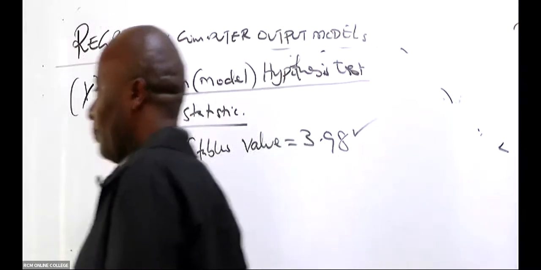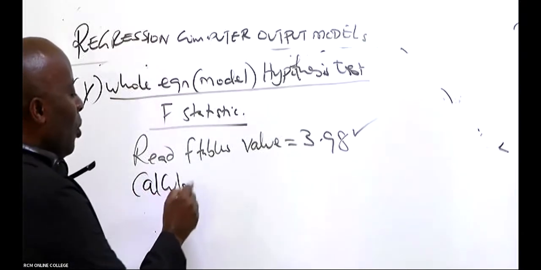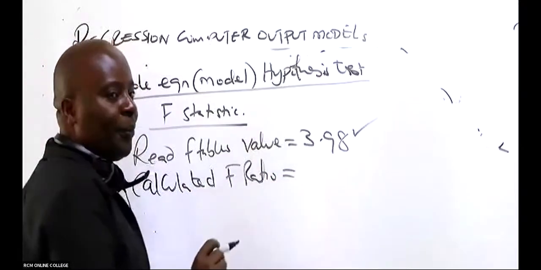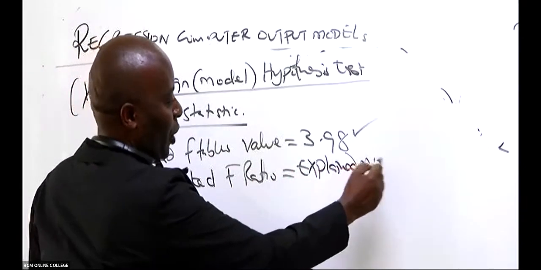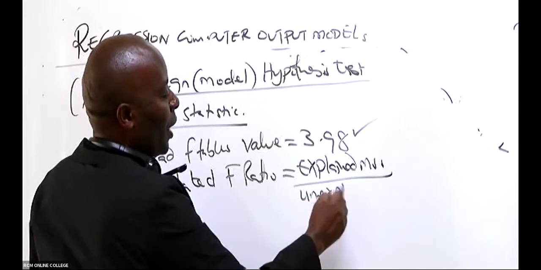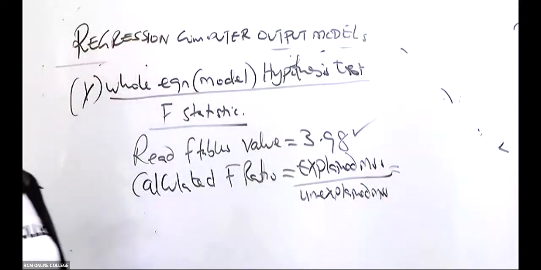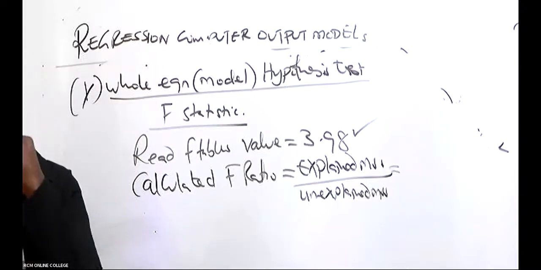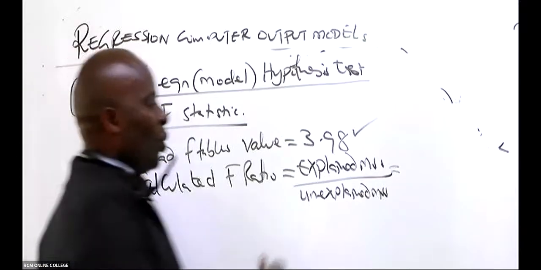The calculated F ratio for the model. Fortunately, I know you remember how you are calculating this. Explain the MSS. Although I don't want us to calculate it again because we already calculated it. Is there somebody who can remember it? It was coming to 159.6. Thank you so much.